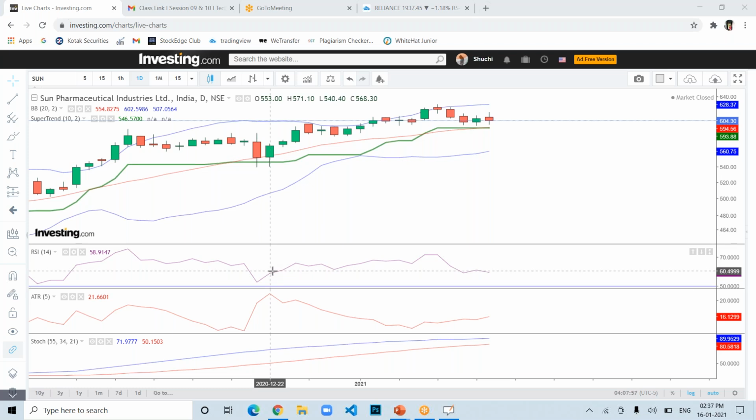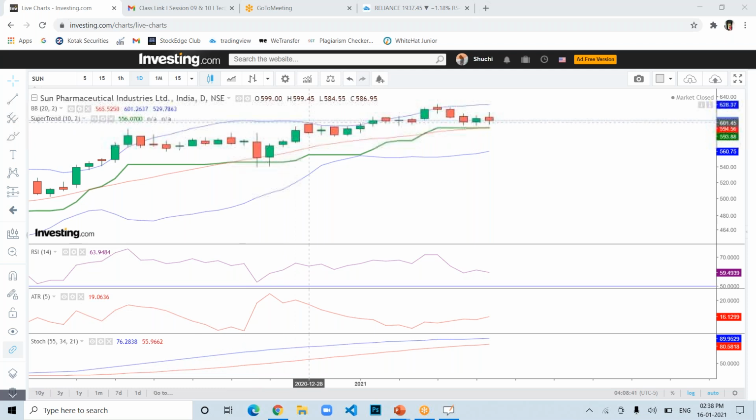Stochastic percent K line should be higher than the red line. So in this case, the stochastic is also fulfilling my criteria. Now coming to the super trend and Bollinger Band criterias. Price should be above the super trend. So yes, price is above my super trend. The low of that candle should be below the super trend. So look at the low. The low is below the super trend, right? And the super trend should be below the mid Bollinger Band. So this red line is the mid Bollinger Band. The super trend is below the mid Bollinger Band.